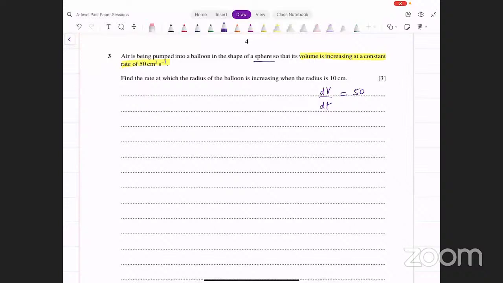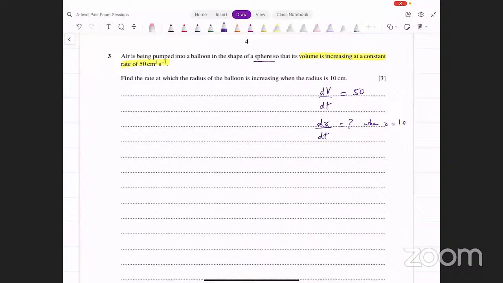We have to find the rate at which the radius of the balloon is increasing when the radius is 10 centimeters. Okay, radius का आपने rate of increase find करना है, dr over dt, that's what we want. When r equals 10, जब r की value 10 है, उस point के ऊपर आपने rate of increase of radius figure out करना. ठीक है.